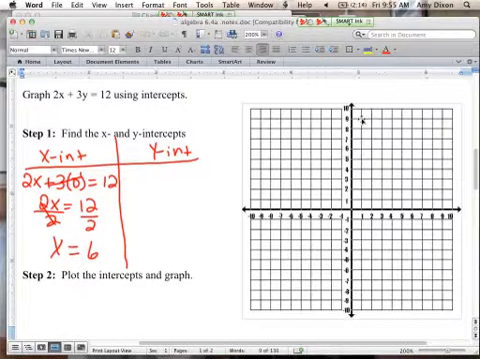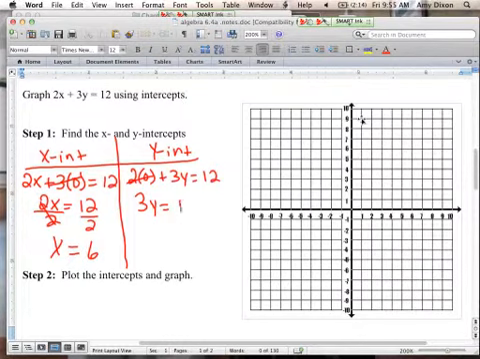All right, our y-intercept, we're going to plug 0 in for x this time. So we get 2 times 0 plus 3y equals 12. The 0 term is gone, so we have 3y equals 12. Divide both sides by 3. So we get y is 4. So now we know where the graph crosses the y-axis.